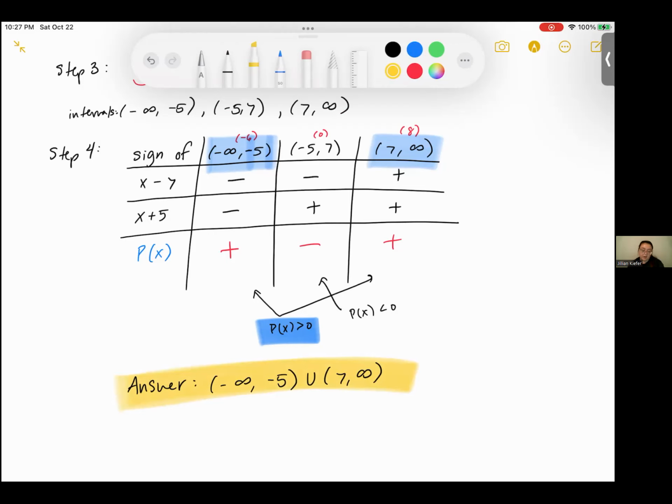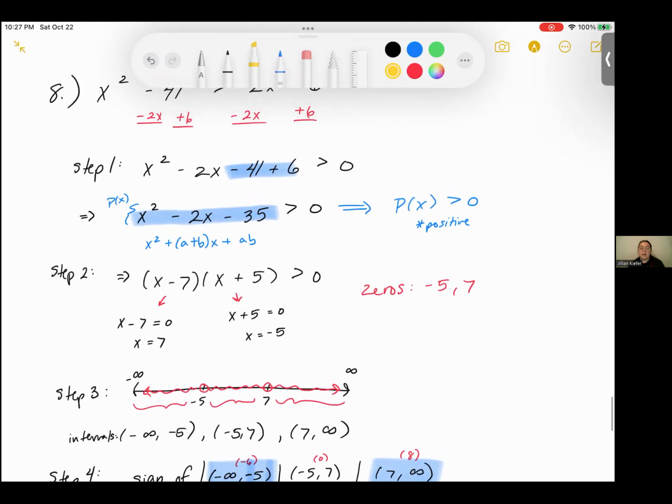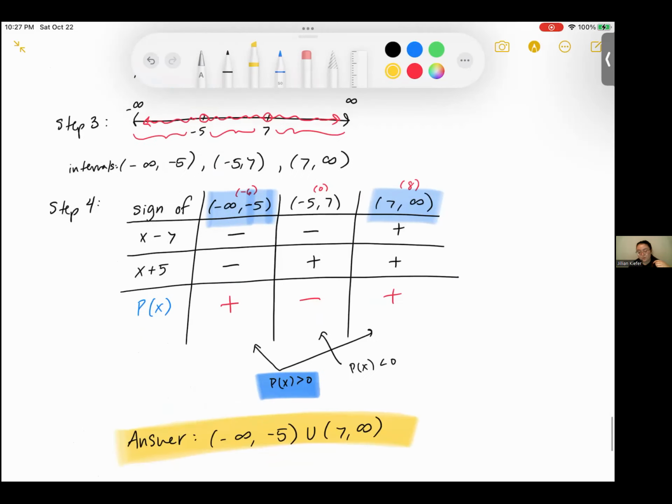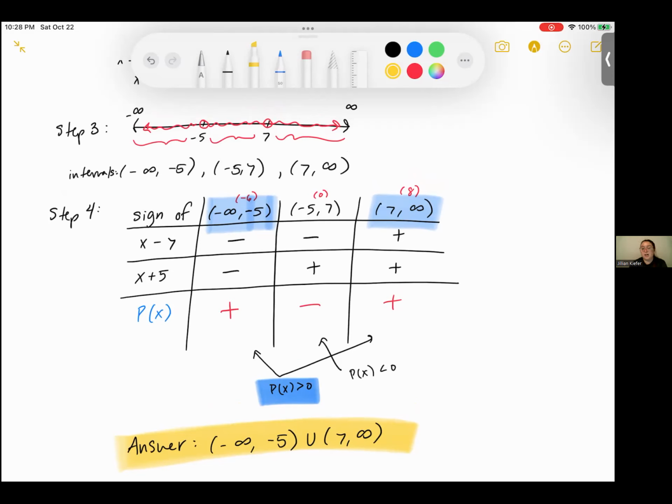You always want to check to make sure that your endpoints are correct, which in our case, remember we had a strict inequality. We said it had to be greater than 0, just positive. So it couldn't be the values over 0, couldn't be -5, and it couldn't be 7, which means that you have to use parentheses. So in our final answer, we do have parentheses. You always want to check, make sure that that's correct. So all right, there would be our answer for a polynomial inequality. As a reminder, you can have a shot at getting a polynomial inequality or a rational inequality, so it'll be important to study the one that we went over from section 3.7 as well.